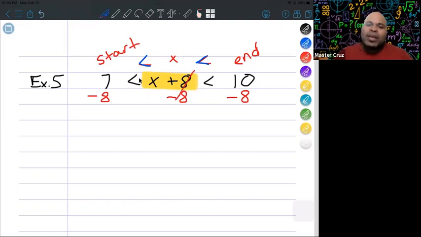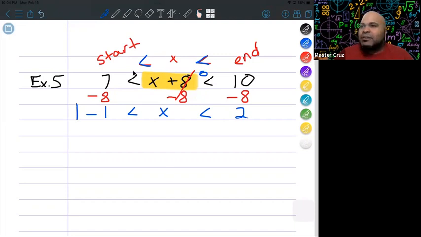And here we go. 7 minus 8 is -1. So this is going to be -1. My less than symbol is here. 8 minus 8 goes to 0. That cancels, so it's just the x by itself. I have the less than sign here, and then 10 minus 8 is 2. As you can see, x is all alone by itself. So this is perfect. This is my final answer.